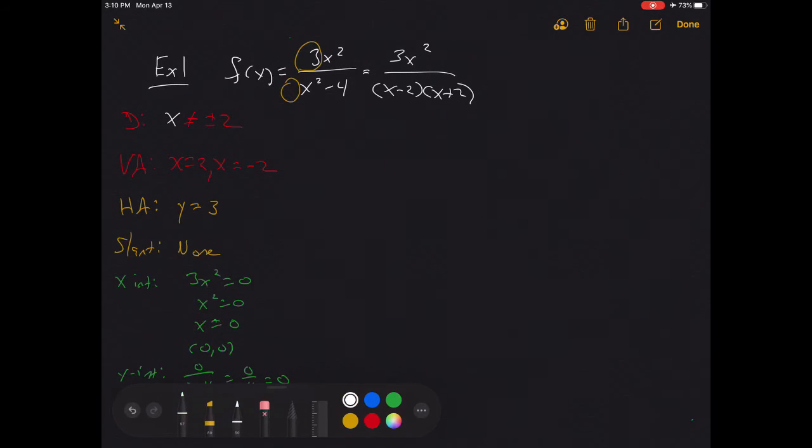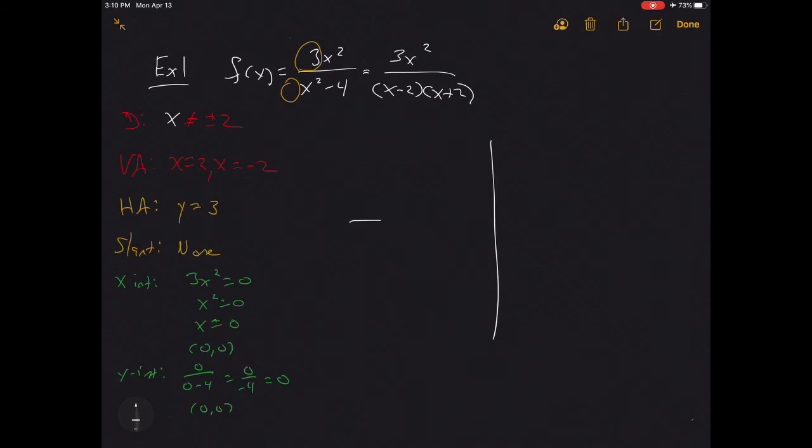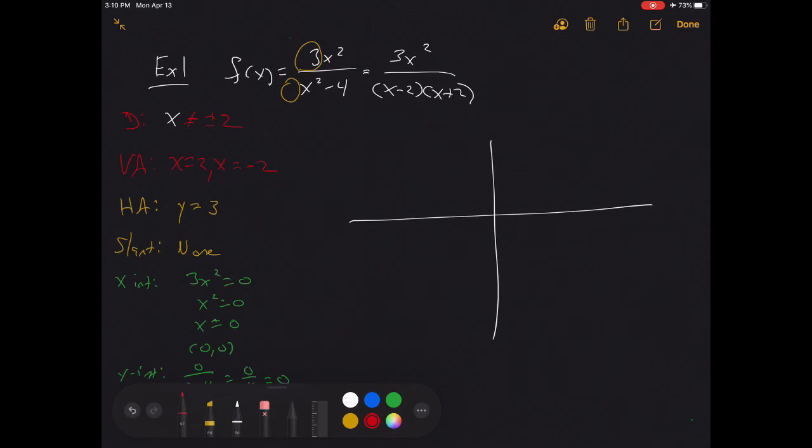So let's take a look at the graph. Okay, let's go ahead and put a bunch of tick marks on here. Let's see, I went out 1, 2, 3, 4. I went out 6. I can go out 6, I think, in each direction. Kind of went off my graph there, but it's okay.